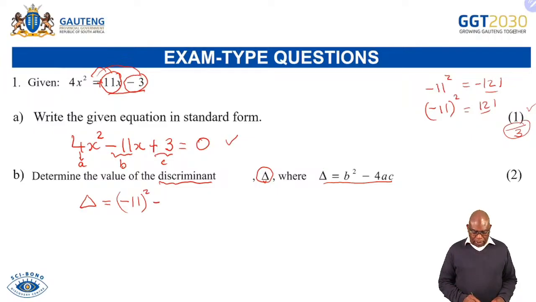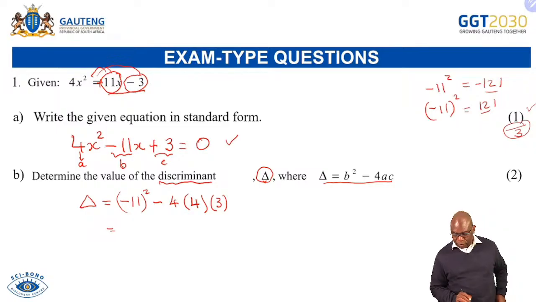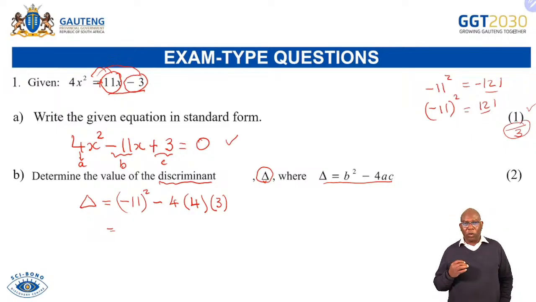Right? And then minus 4, open bracket. What is my a? It's 4. What is my c? It's 3. So we write them with their signs. So from here, you go to your calculator. Punch it as it is. And then from there, the answer will be 73.